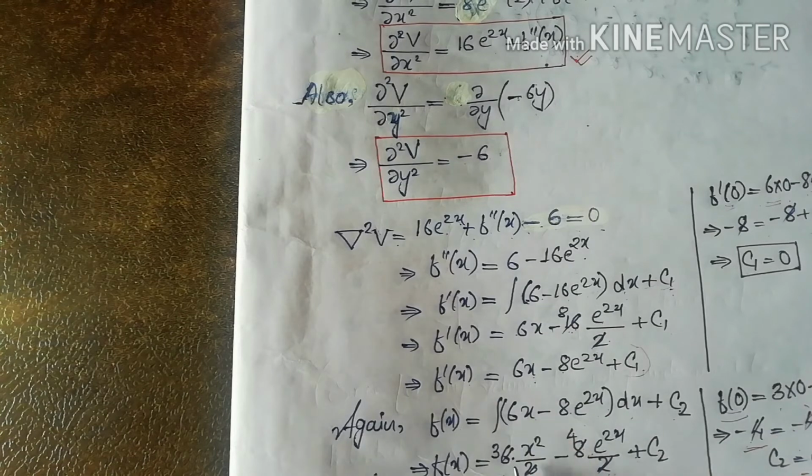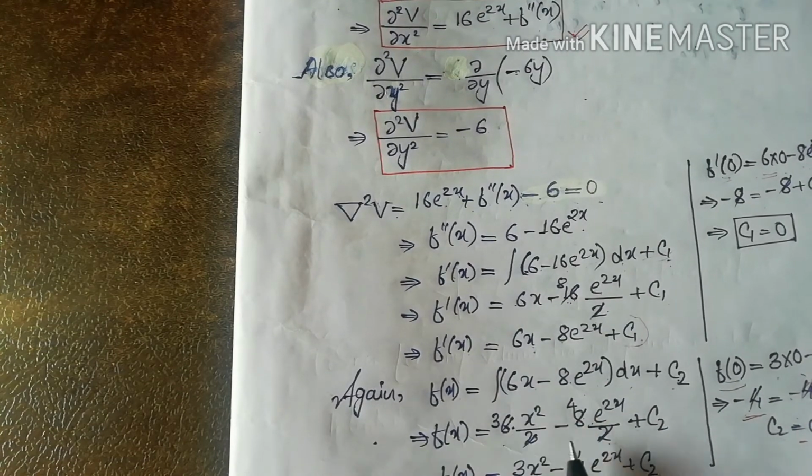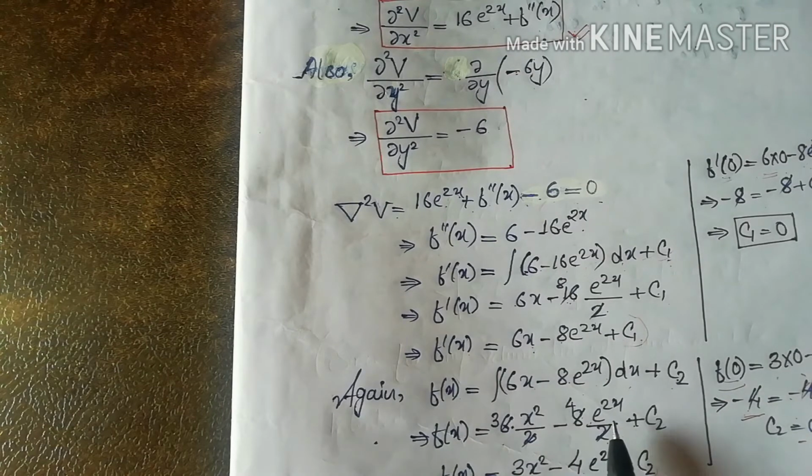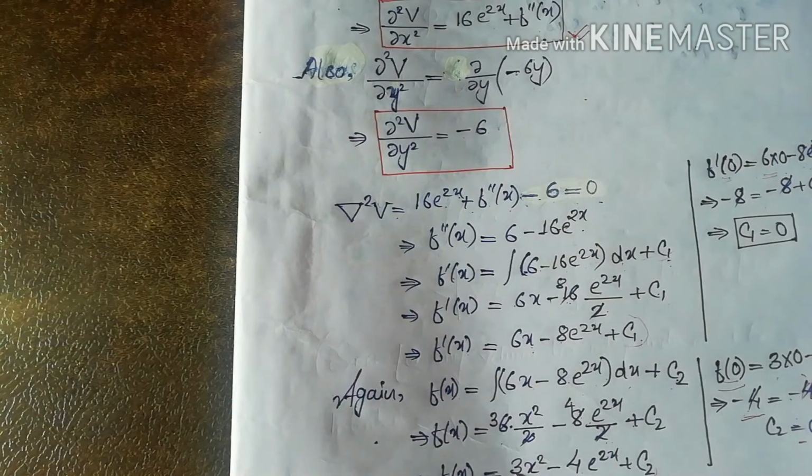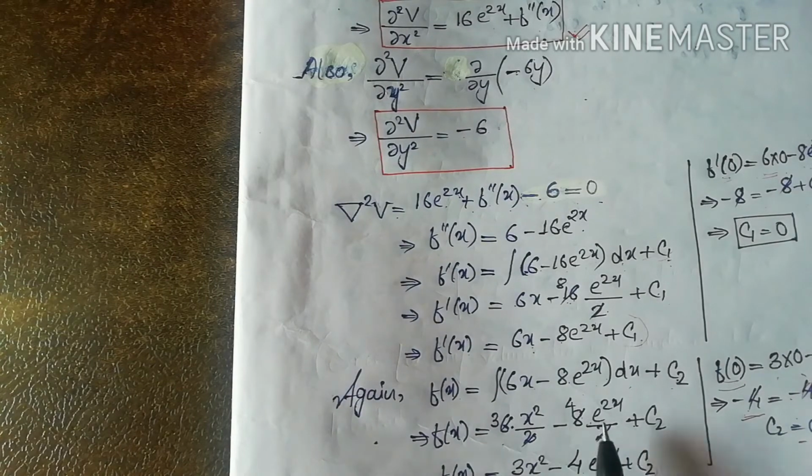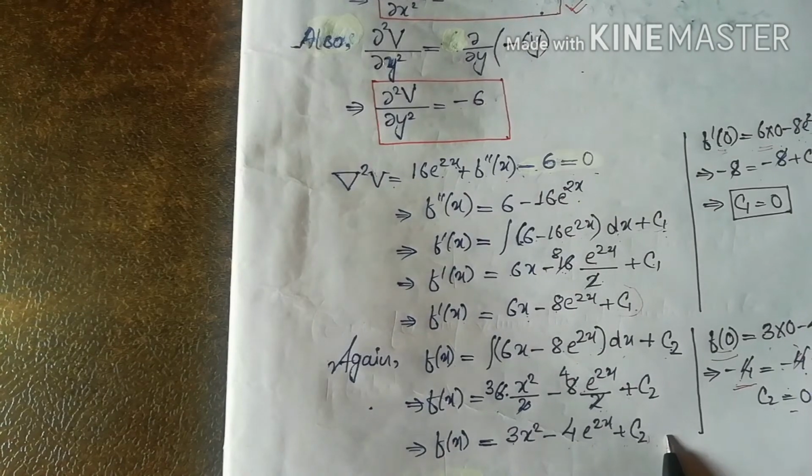It will give us 6 as a constant. The integration of x is x square by 2, right? Minus 8 is a constant. The integration of e to the power 2x is e to the power 2x by 2, plus c2, a constant of integration. This gives us 2 3s are 6, so 3x square minus 2 4s are 8, so 4 e to the power 2x, plus c2.